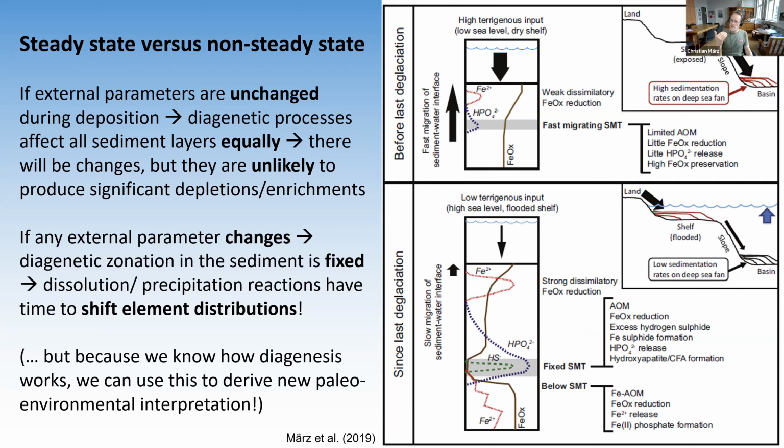as you are dissolving iron oxides and precipitating pyrite, for example. You can then also precipitate authigenic carbonates, leading to abnormally high cementation, lithification of certain sediment layers, and so on. Various things can happen if the diagenetic zonation gets fixed.